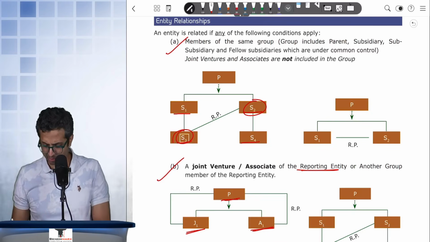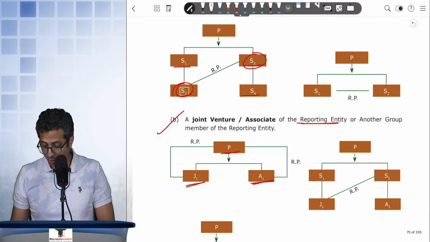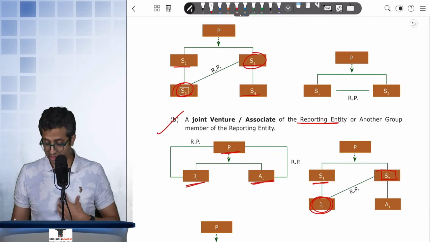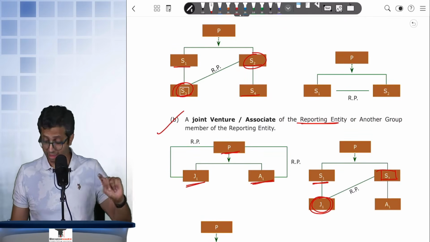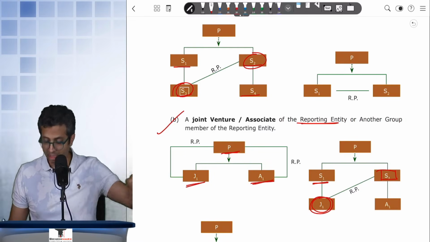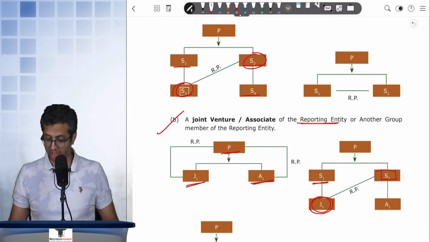Like for example, there is P. P has S1 and S2. Both of these are group members of P. Now, J1 is a joint venture of S1. Now, if my reporting entity is S2, S2 will say that J1 is not my joint venture. However, it is a joint venture of my group member. And as a result, J1 is a related party.